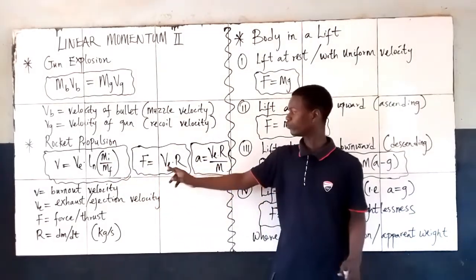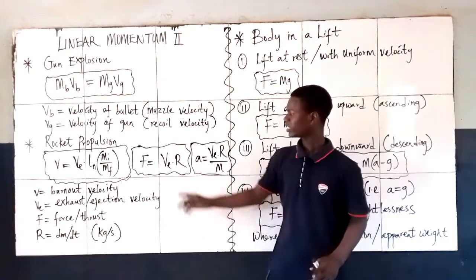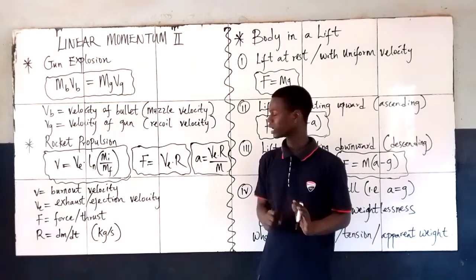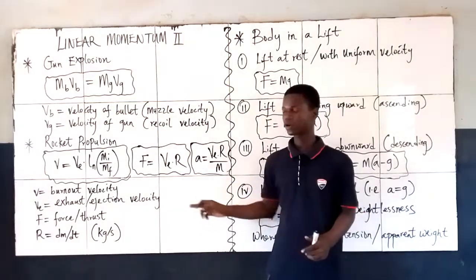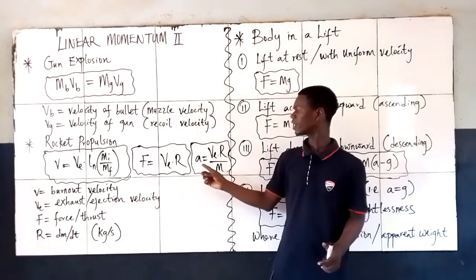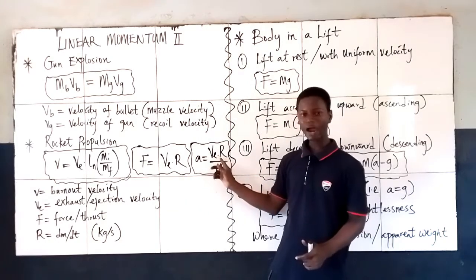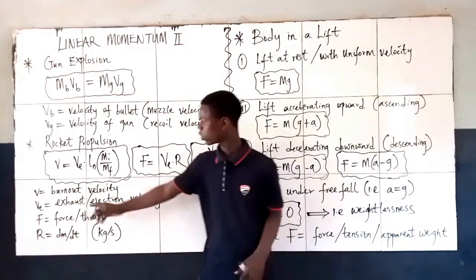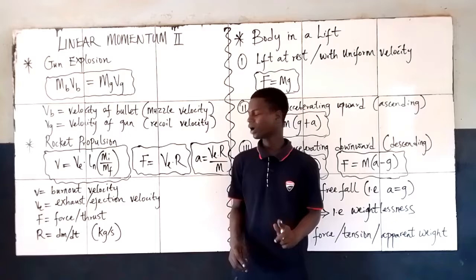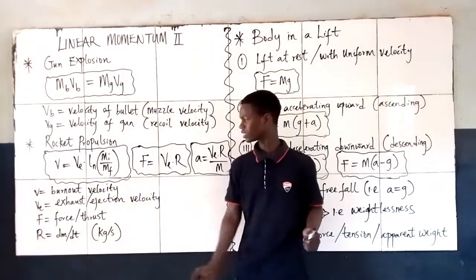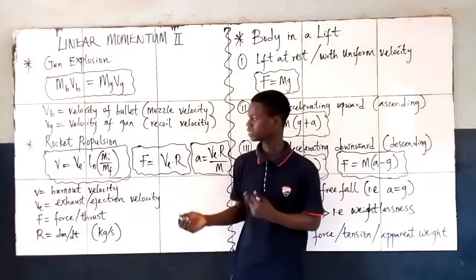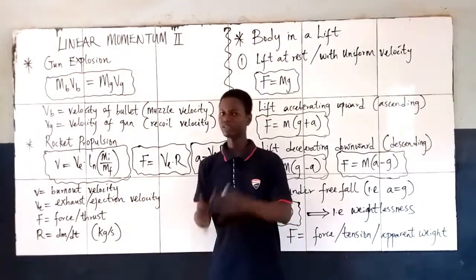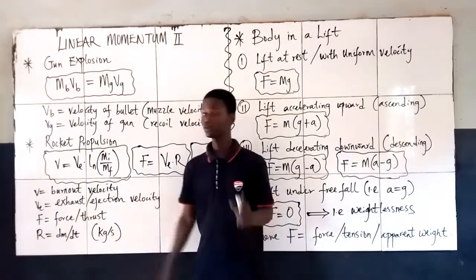F here is equal to V_E times R. Each of these variables has its meaning, and we'll look at them. And the last formula is for A, acceleration. A is equal to V_E times R over M. Now, what is V? V is called the burn out velocity. So if you are asked to find the burn out velocity of a rocket with a given exhaust velocity, where the initial mass and the final mass are given, this is the formula you use.